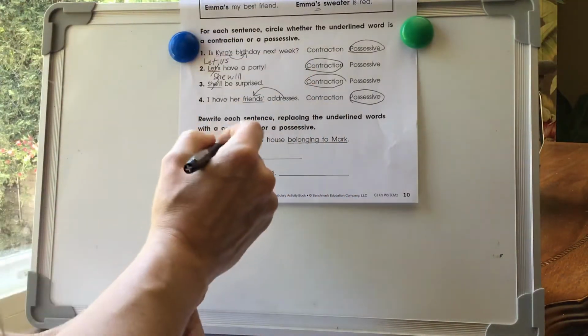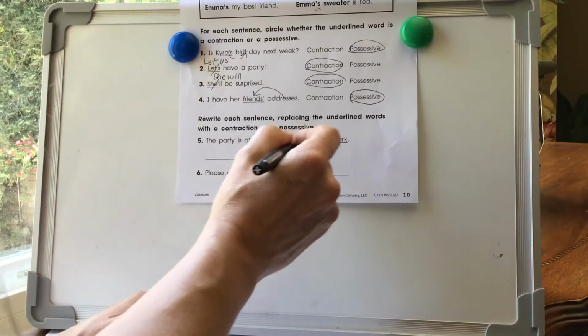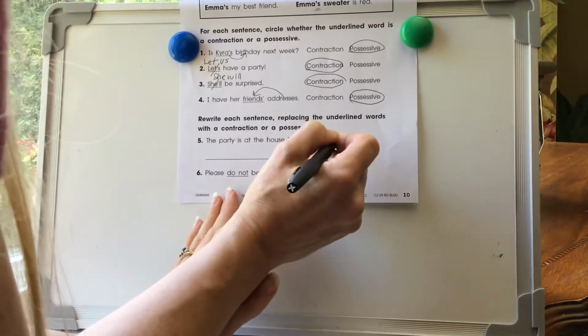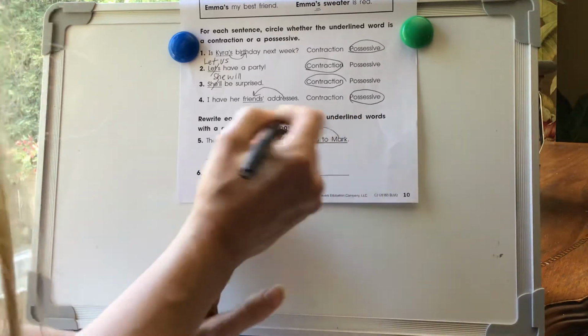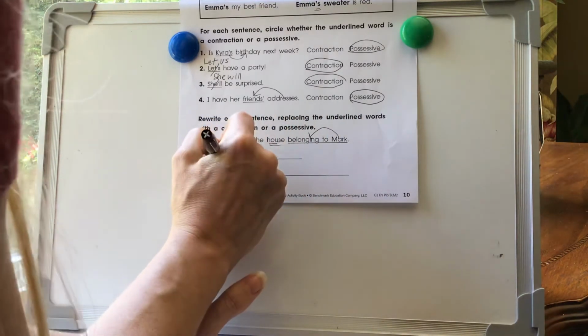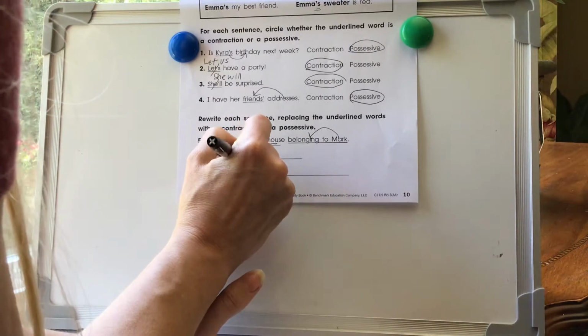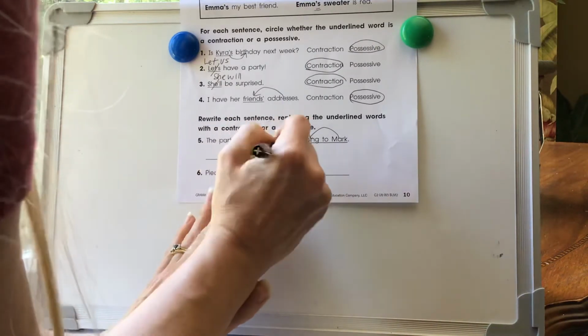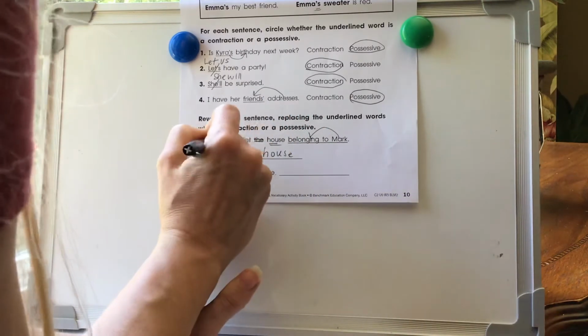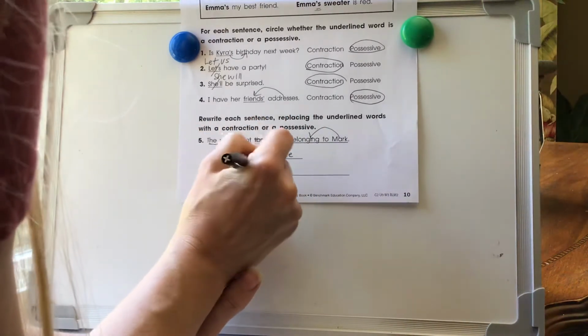Okay. The party is at the house belonging to Mark. Now, belonging shows ownership. And whose house is it? It's Mark's house. So you would say the party is at Mark's house. Okay? The party is at Mark's house.